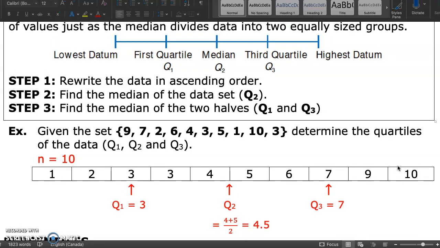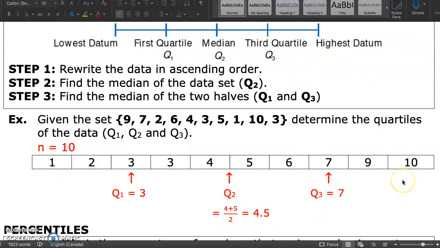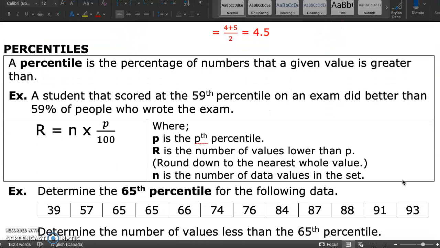What you may come across is a box and whisker plot in the future, if you're studying statistical courses. The lowest value is 1, the first quartile is 3, the median or second quartile is 4.5, the third quartile is 7, and the highest datum is 10 for this particular set.